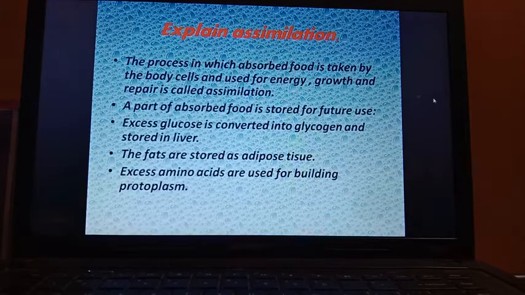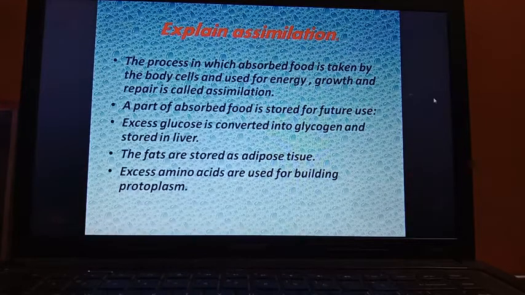Number 3, liver, kidney, pancreas, salivary glands, gastric glands. In that, kidney is the odd one. Number 4, ingestion, digestion, assimilation, excretion, absorption. Excretion is the odd one. And number 5, salivary amylase, pepsinogen, pepsin, trypsin, renin. In that, pepsinogen is the odd one.